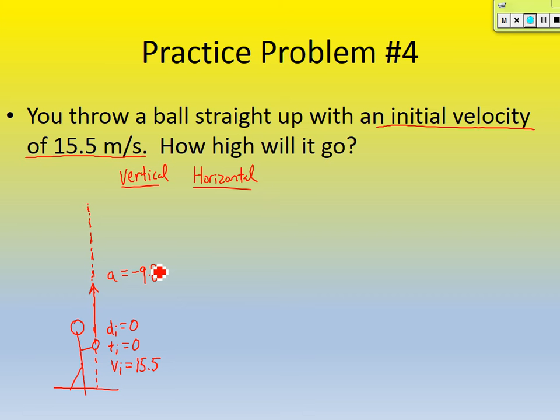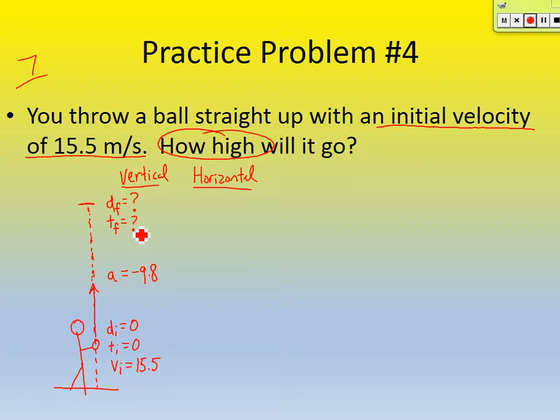And let's see if there's something else we know. We know there's got to be 7 variables that we need to account for. So it says, how high will it go? So we're looking at this point up here at the very apex of its flight. And so we're going to call that displacement final. And we don't know that one. But time final is another one that we don't know.